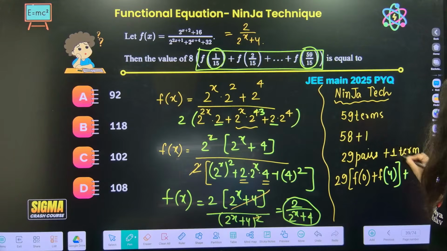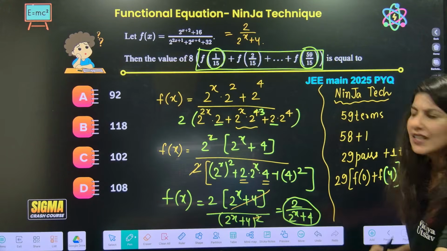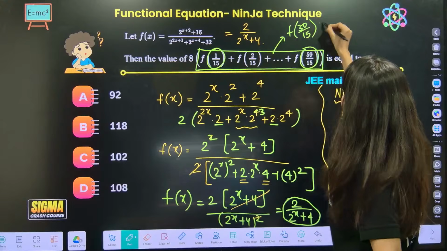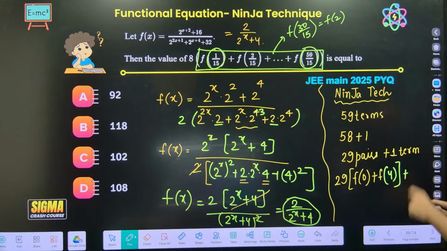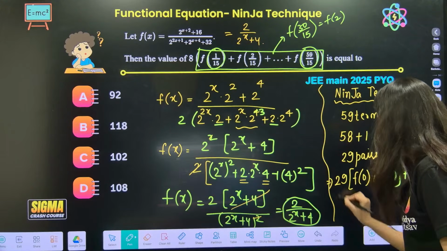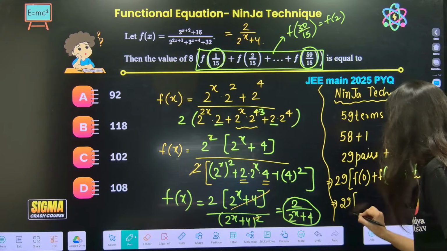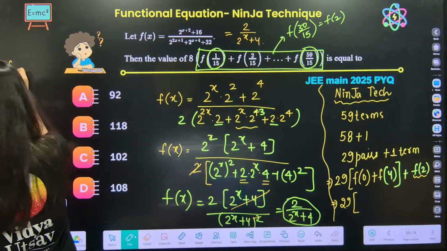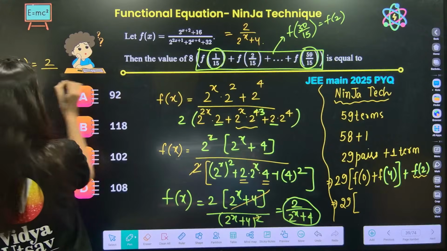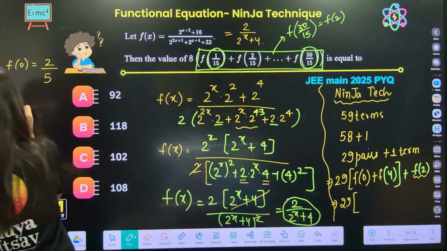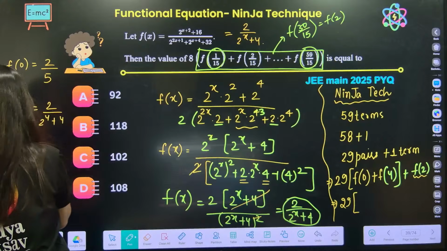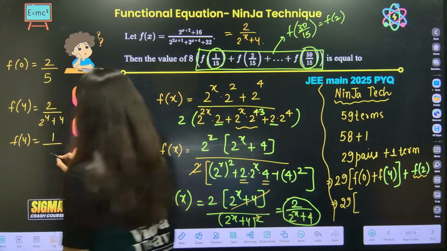Okay. Now plus one term. What will be the middle term? Can you tell me? So ma'am, middle term will be f of 30 by 15 in this situation. This is quite intuitive. So f of 2 is something which is left out. So you just have to add an extra term which is f of 2. Okay. Now all you have to do is put the values. Tell me what is f of 0. F of 0 plus f of 4 you are looking for, right? So f of 0, everybody. So ma'am, 2 upon 5. Correct? 2 power 0 is 1. F of 4, everybody. So 2 upon 2 power 4 plus 4.